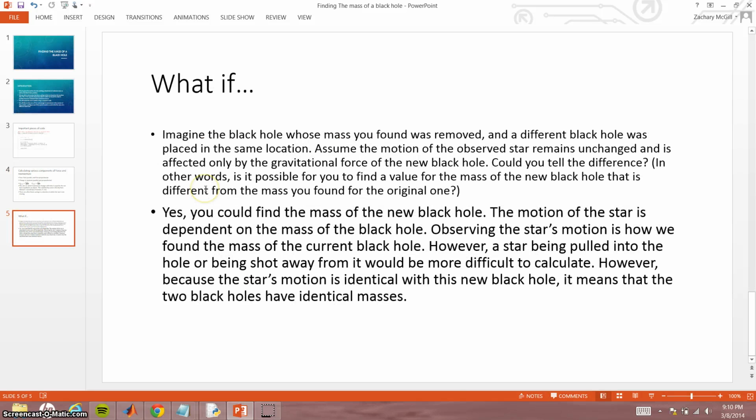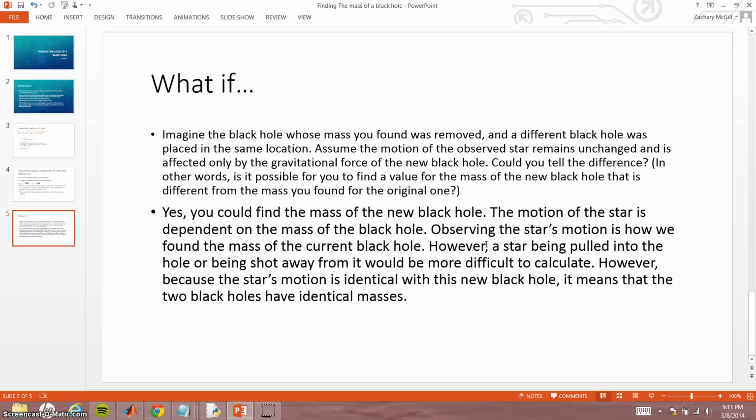So finally, we have our what-if question, which basically asks, if we put a different black hole in the same position and got new motion, could we find the mass of that black hole? And the answer, of course, is yes. The idea of the lab is that with each individual mass, we're going to have a whole different set of motion that we can use to go back and find the forces. However, this question in particular says that the star's motion will be completely unchanged.